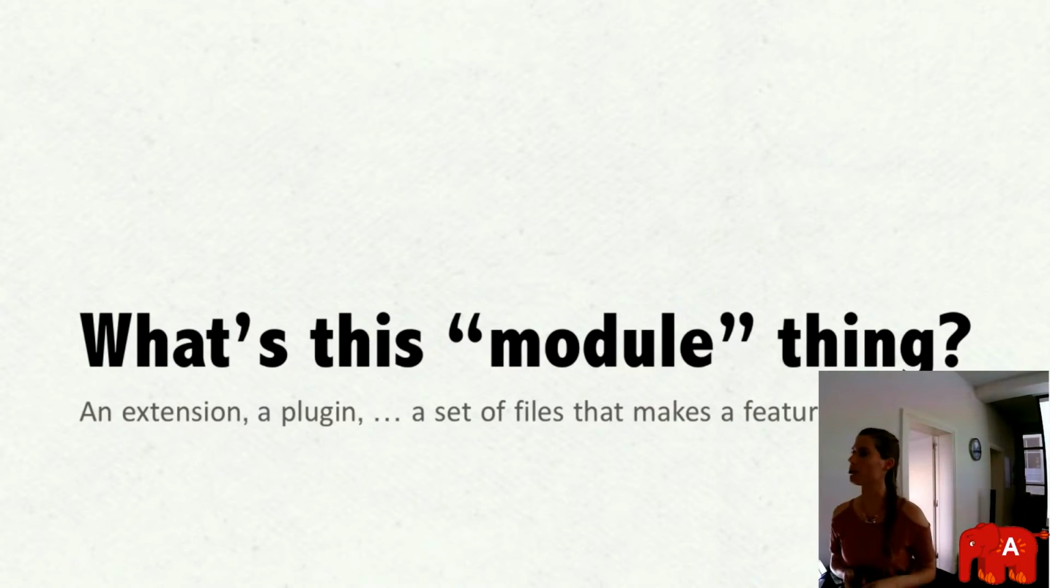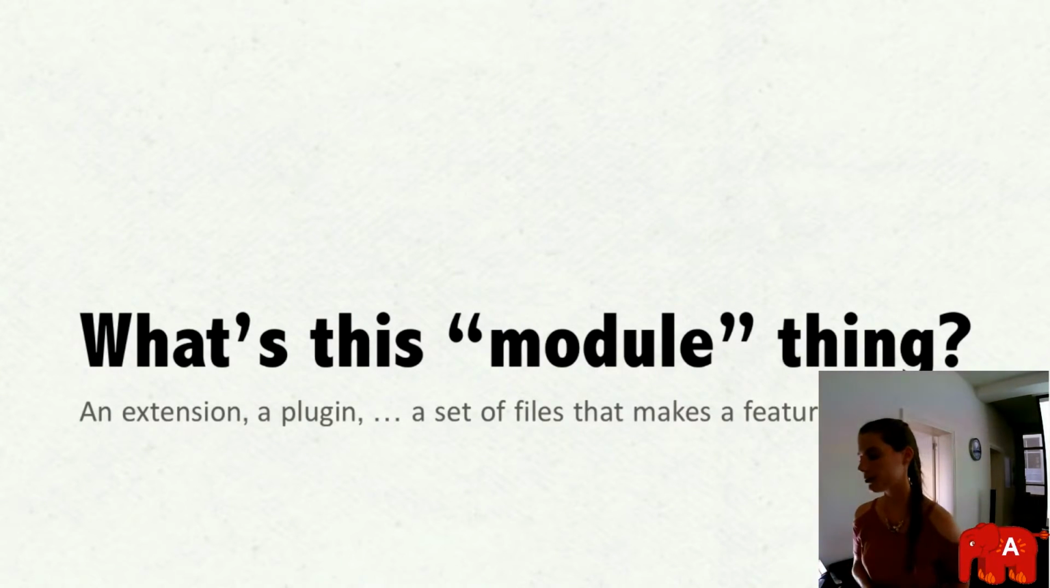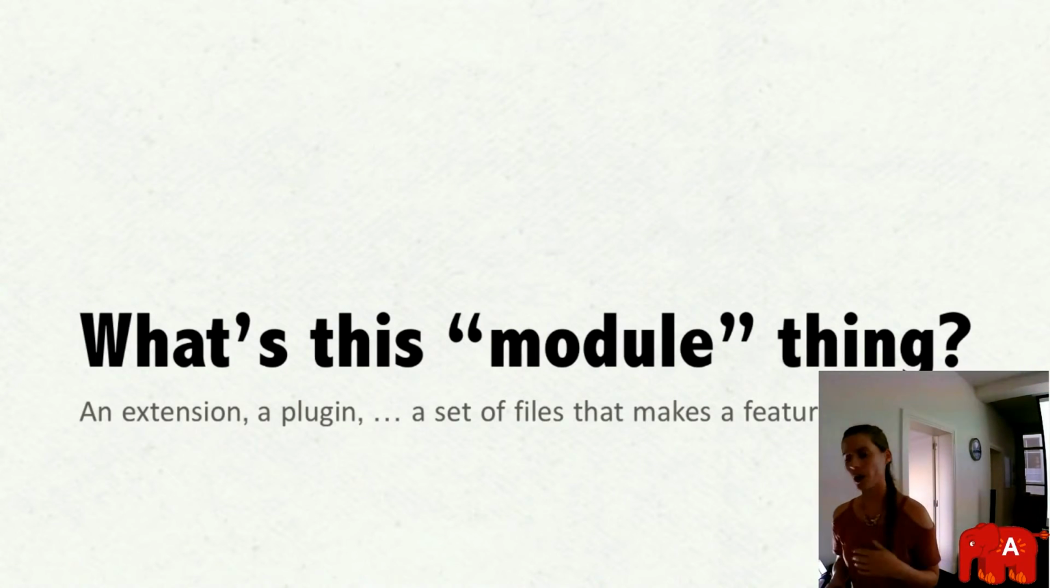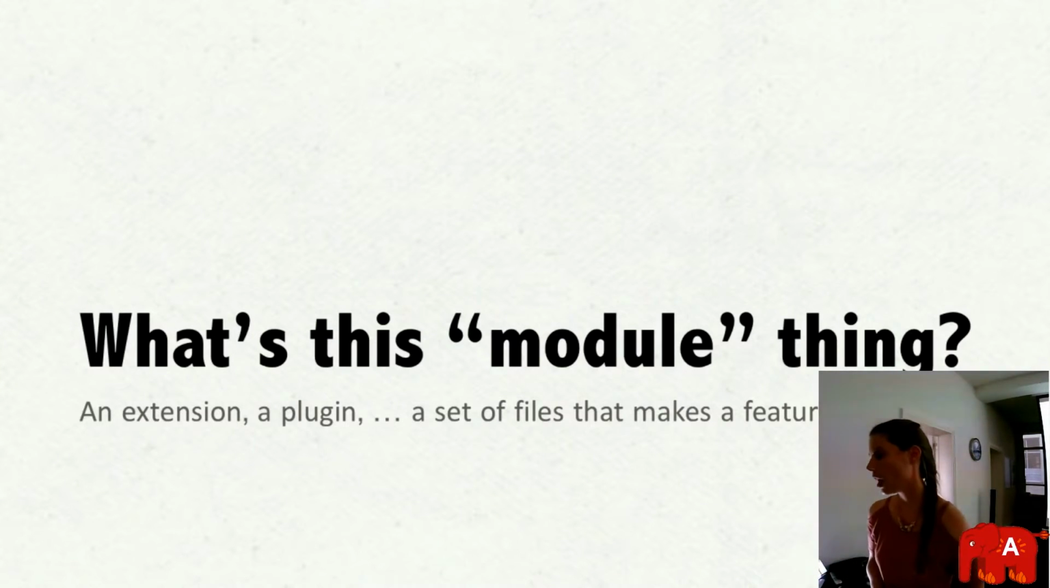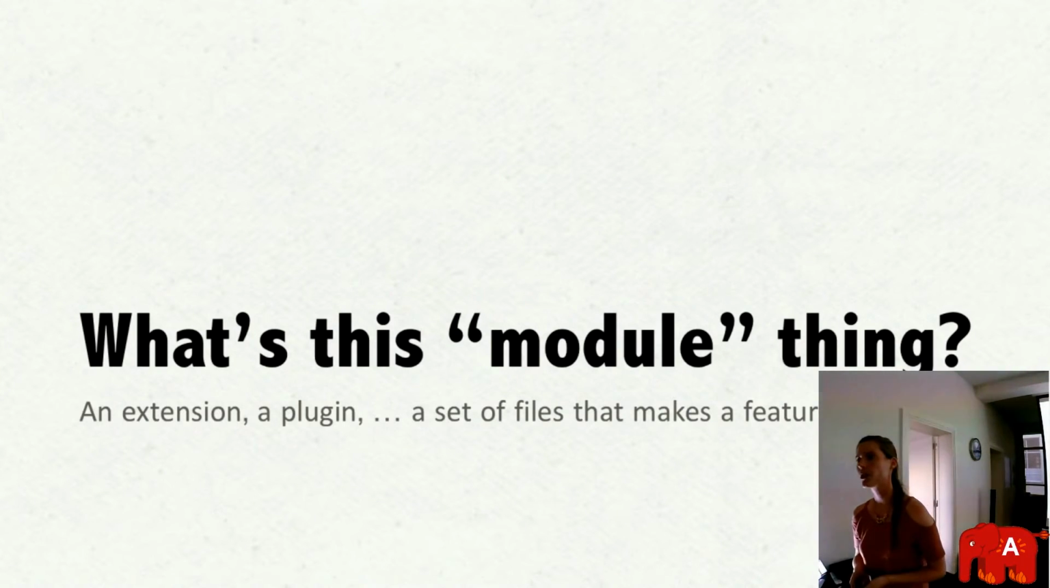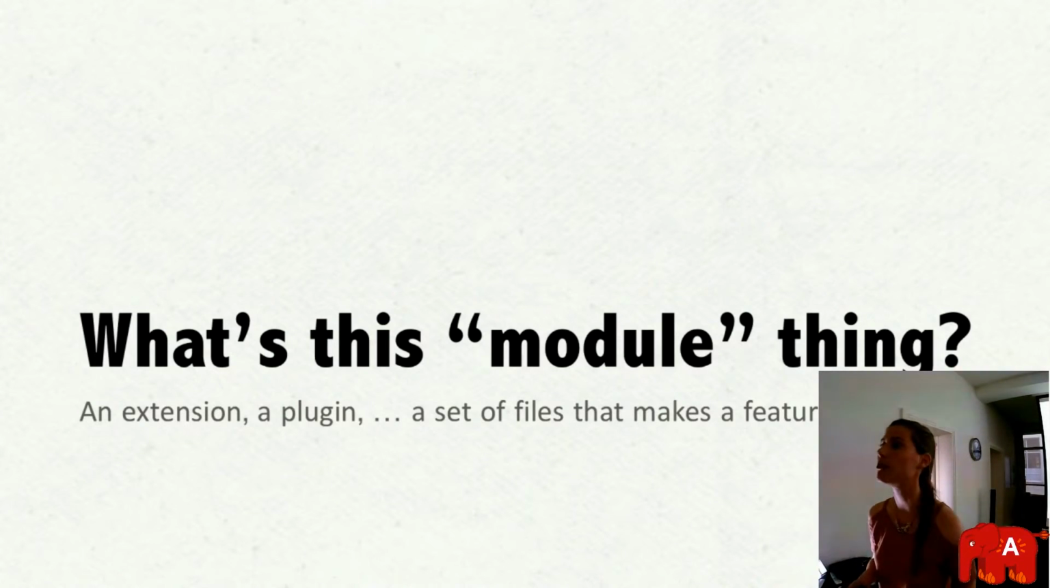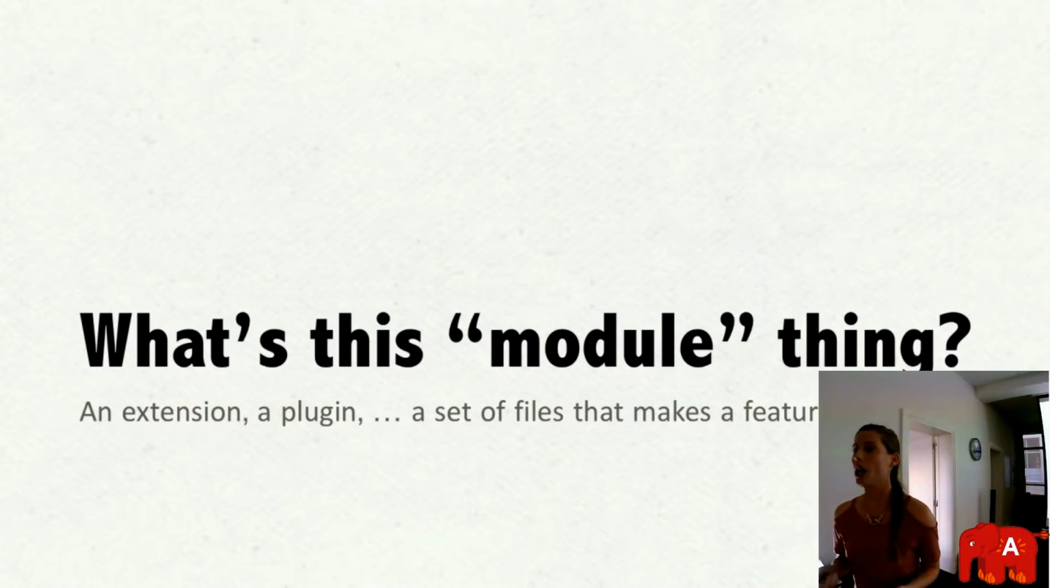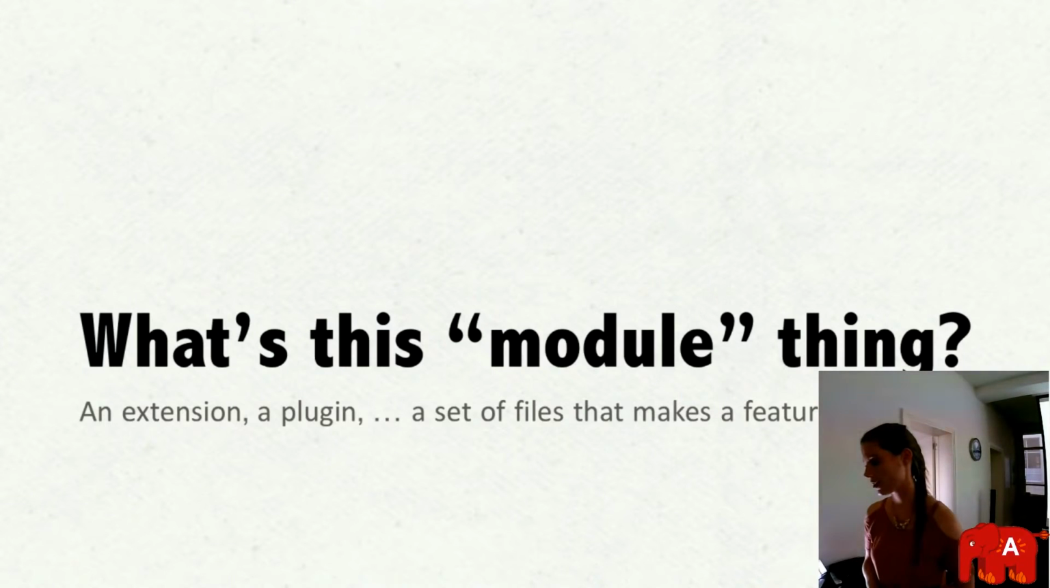Okay, so we know what Magento is. Now, what is this module thing that I'm going to talk about? Well, module or extension or plugin, basically it's a set of files that make up a feature. When you install a Magento instance, you will already get over 120 modules, just as is. These are the core modules, and they make up the features that you'll get in a Magento installation.